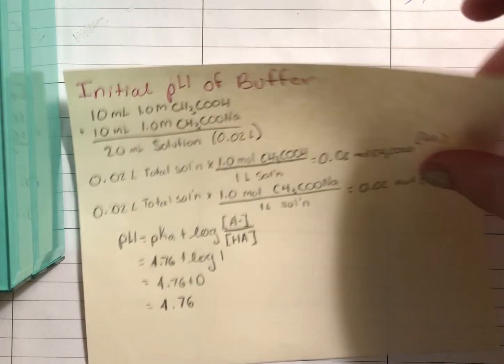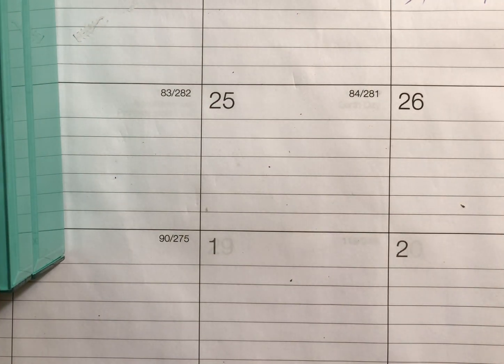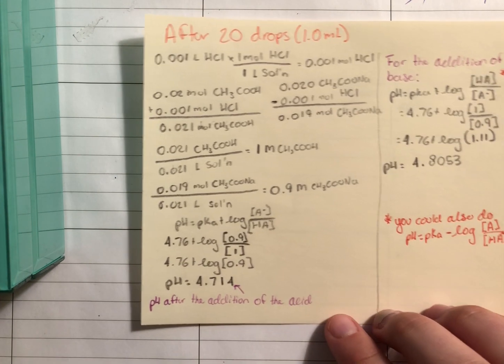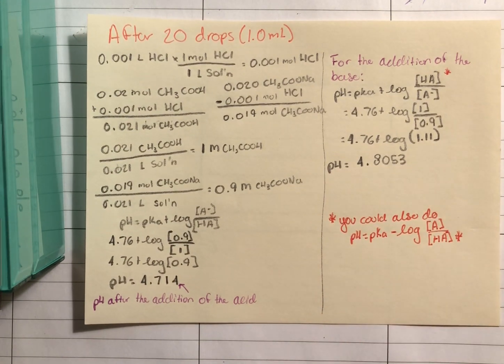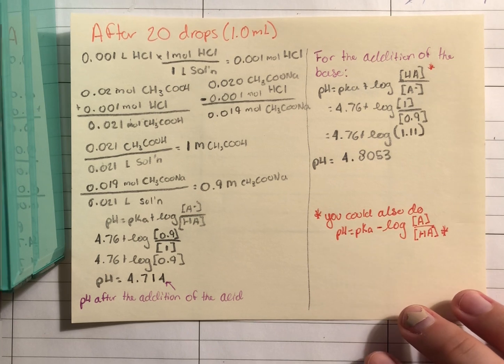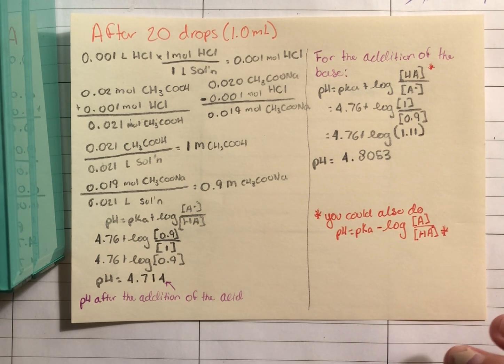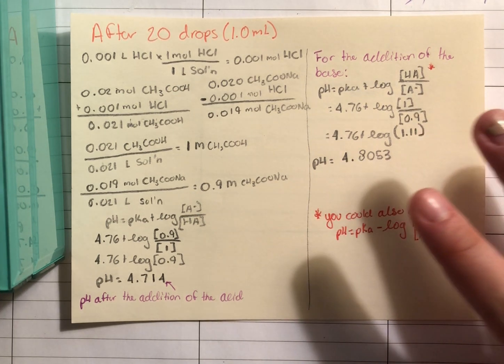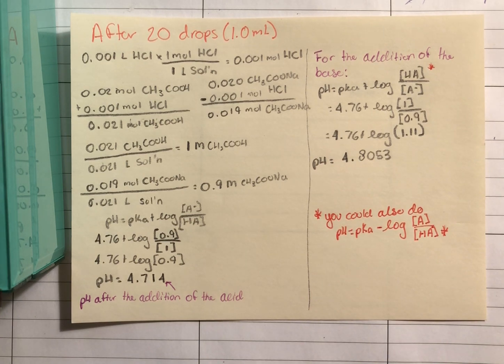So now that we know the pH, we can find the pH after 20 drops of HCl. Now, the reason I skipped ahead is because the calculation for 10 drops was already completed, so I just skipped to 20. The setup for the drops is very similar, so I'm just going to go really in depth for this one and then kind of broad over the next two.